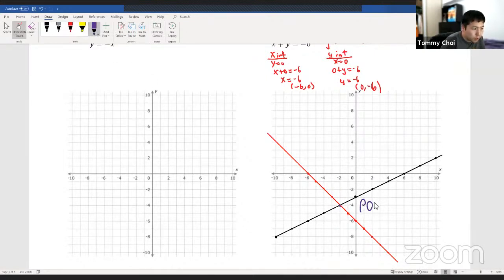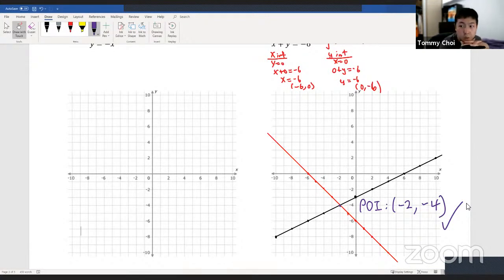Perfect, thank you. POI is -2, -4. Correct. Done. That's solving a linear system by graphing.